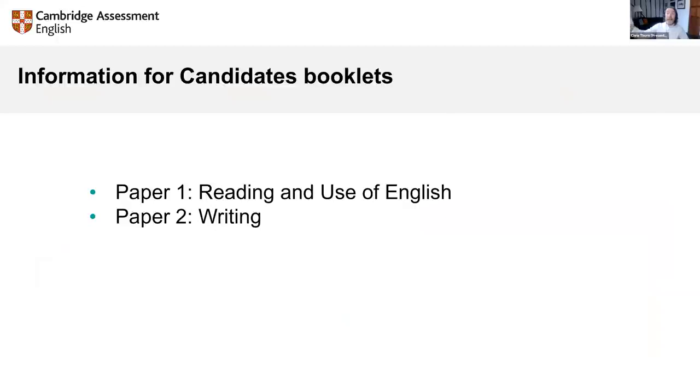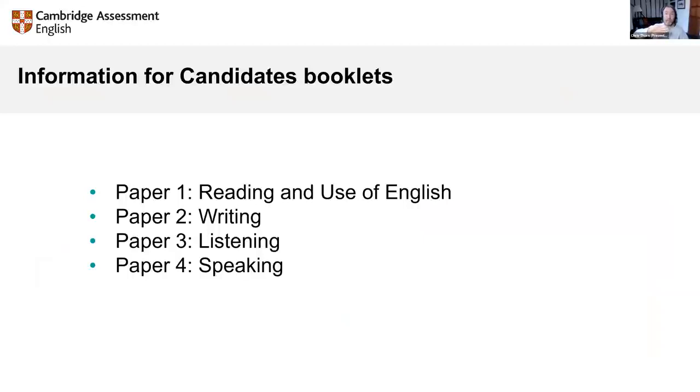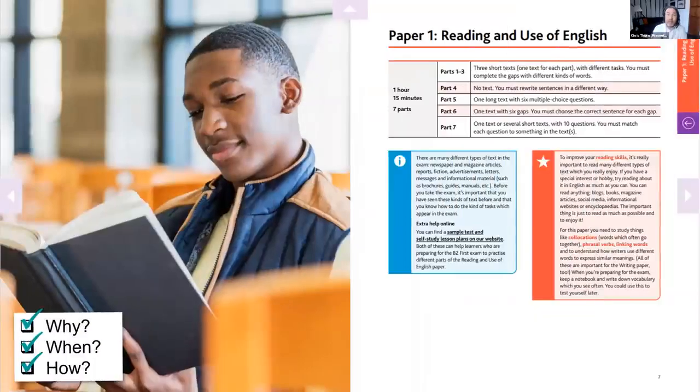Okay, then next, the booklets are all split up into the 4 sections. Each one relates to a different paper: reading and use of English, writing, listening, and speaking. This is an example of the first one. This is taken from the B2 First level booklet.